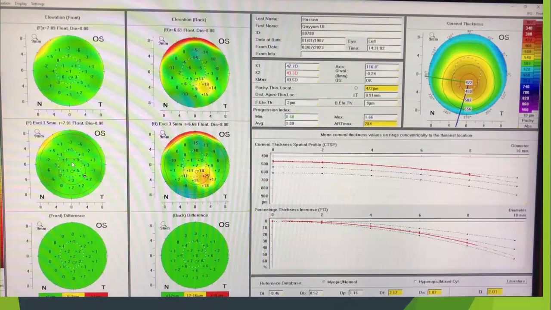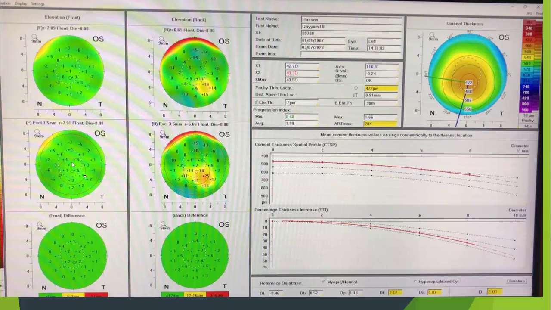So in this case, you will just wait, you will observe, or you can, if you want, say I will do a serial Pentacam after 6 months and we'll see the progression of the disease. But this is subclinical keratoconus.